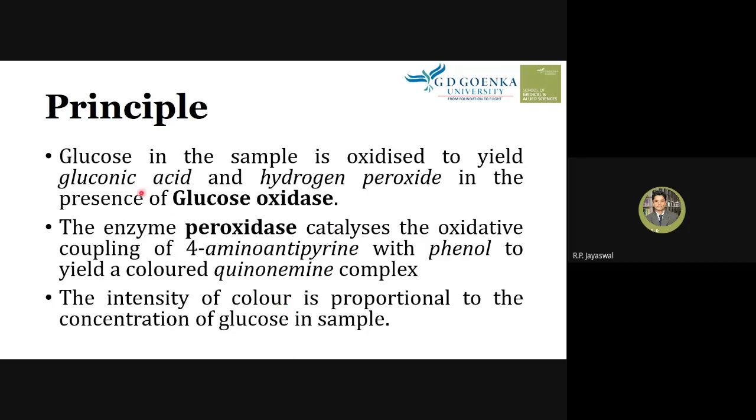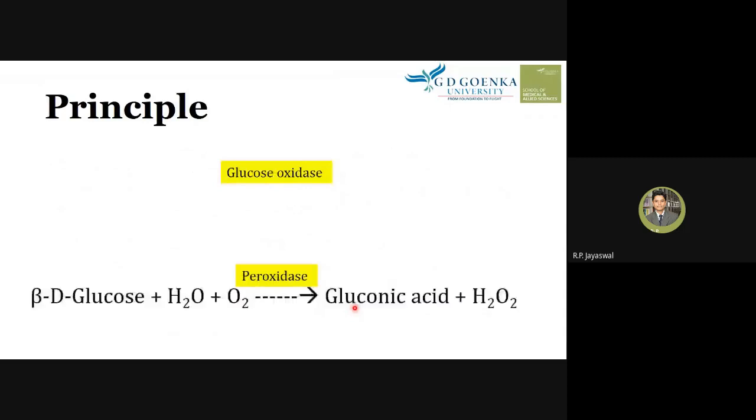This is the principle. In the reagent, there are two enzymes, glucose oxidase and peroxidase. Glucose oxidase catalyzes the specific reaction where glucose is converted to gluconic acid and hydrogen peroxide, and peroxidase catalyzes the coupling of 4-aminoantipyrine with phenol to produce the color complex, known as the quinoneimine color complex. This quinoneimine is a red or pink colored compound, and the intensity of the color is proportional to the concentration of glucose in the sample. So we studied the principle.